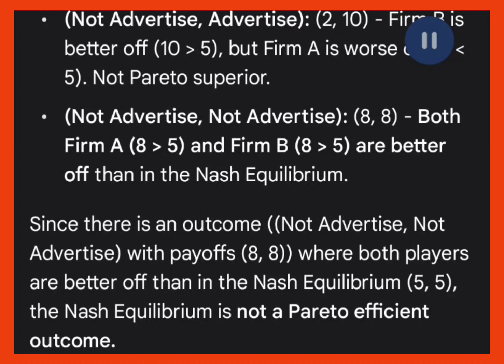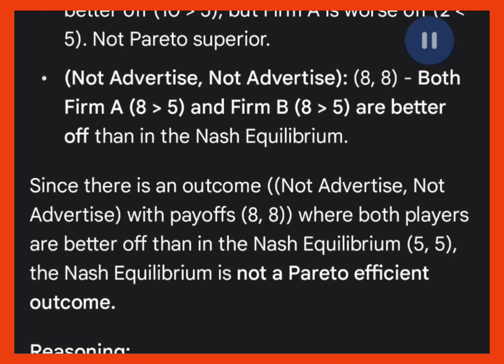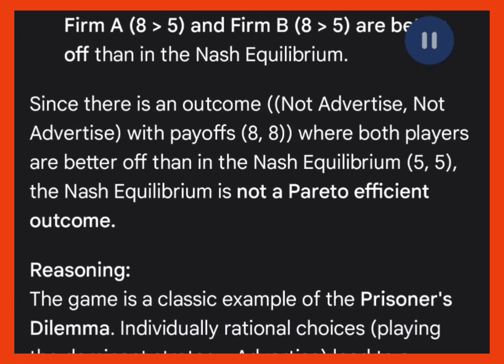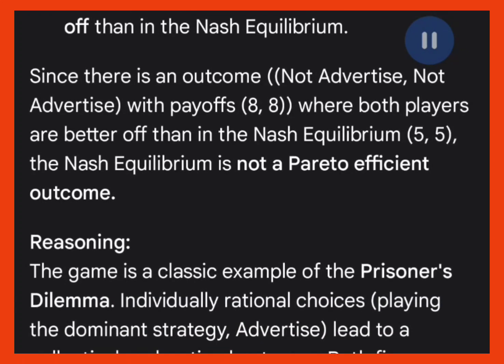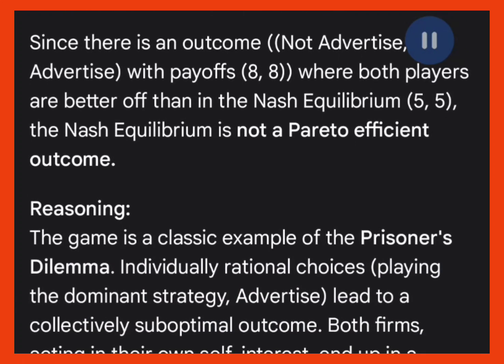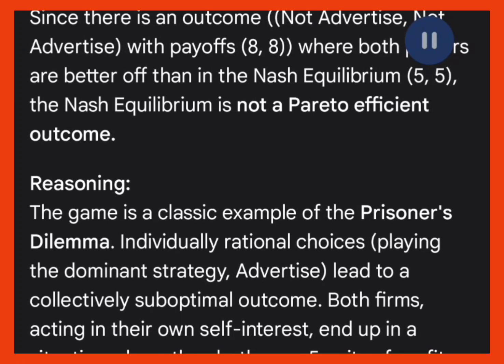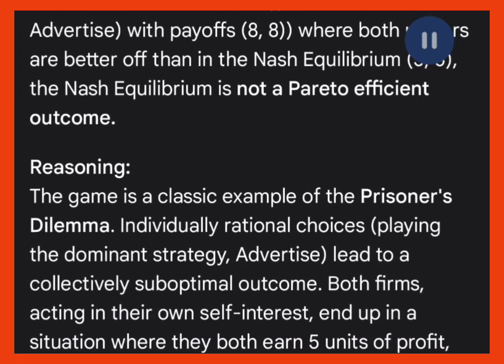Not advertise, not advertise: 8, 8. Both Firm A, 8 greater than 5, and Firm B, 8 greater than 5, are better off than in the Nash equilibrium. Since there is an outcome, not advertise, not advertise, with payoffs 8, 8, where both players are better off than in the Nash equilibrium, 5, 5, the Nash equilibrium is not a Pareto efficient outcome.